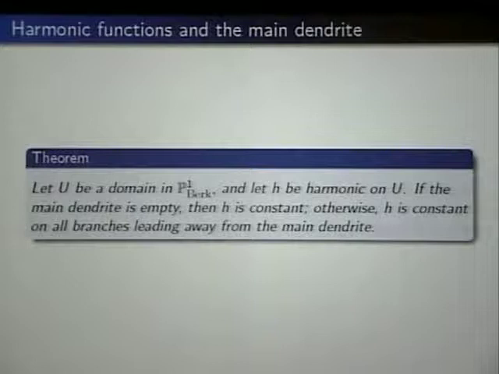So here's the connection. If you have a domain and a harmonic function on the domain, then, first of all, as I said, if the main dendrite's empty, then H is constant by the maximum modulus principle. More generally, it's constant off of the main dendrite. So on the main dendrite, it will be an affine function. And everywhere away from that main dendrite, this locally finite tree, it will be constant. So you can figure out the value at a point just by retracting to this locally finite tree. So that's the result, and you can now understand harmonic functions in terms of this description.